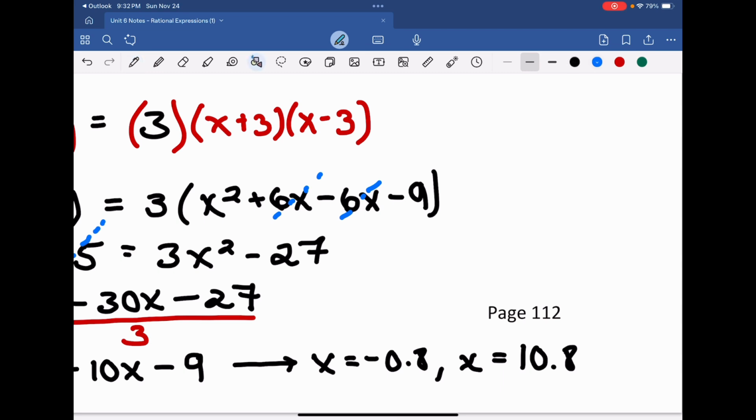Now, logically, there's only one answer here. The other one is extraneous. We're not going to have some sort of negative normal speed.